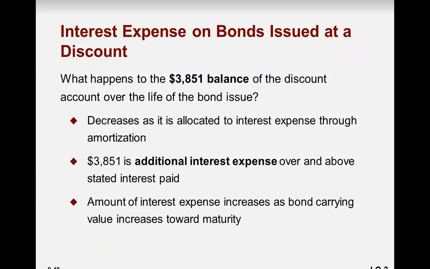So what happens to the $38.51 balance of the discount over the life of the bond? It decreases as it is allocated to interest expense through amortization. This $38.51 is additional interest expense over and above the stated interest paid. The amount of interest expense increases as the bond carrying value increases.